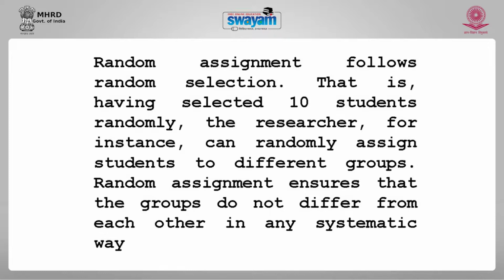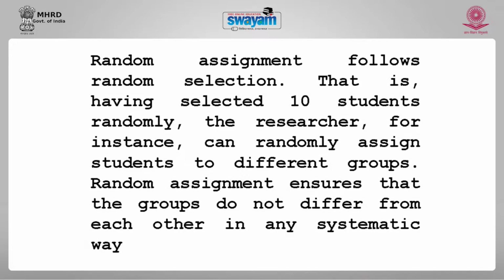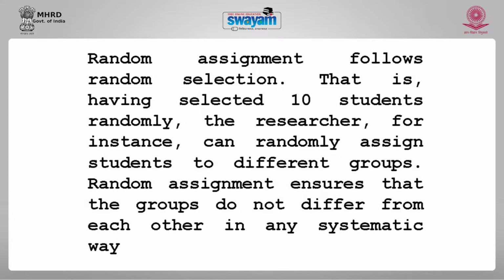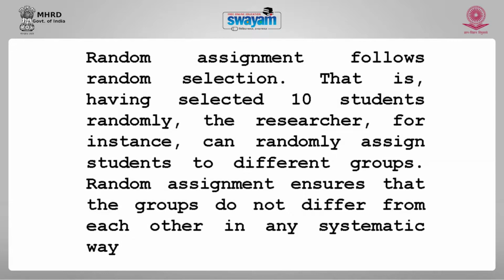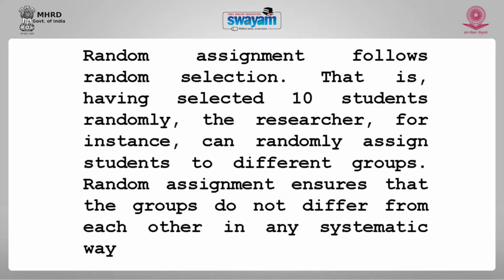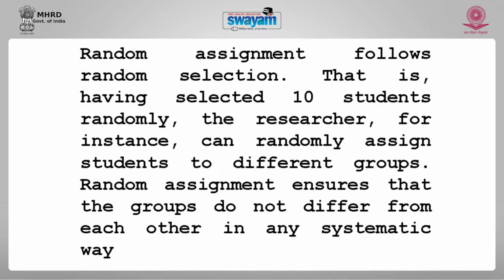Random assignment follows random selection. That is, having selected 10 students randomly, the researcher, for instance, can randomly assign students to different groups. Random assignment ensures that the two groups do not differ from each other in any systematic way.